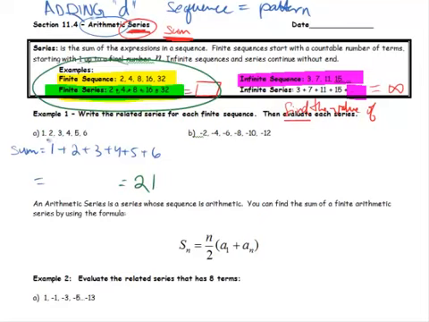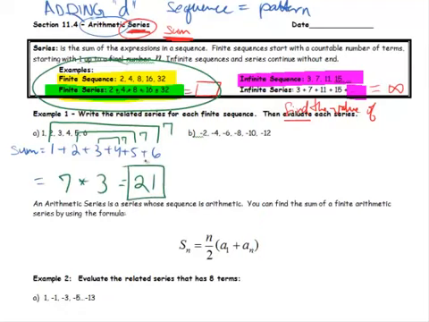Remember, we found that pattern yesterday where you could add up the first and the last term and get a 7, and the 2 and the 5 are also worth 7, and the 3 and the 4 are also 7. So we could also say 7 times 3 pairs is 21. So that's what it is worth.